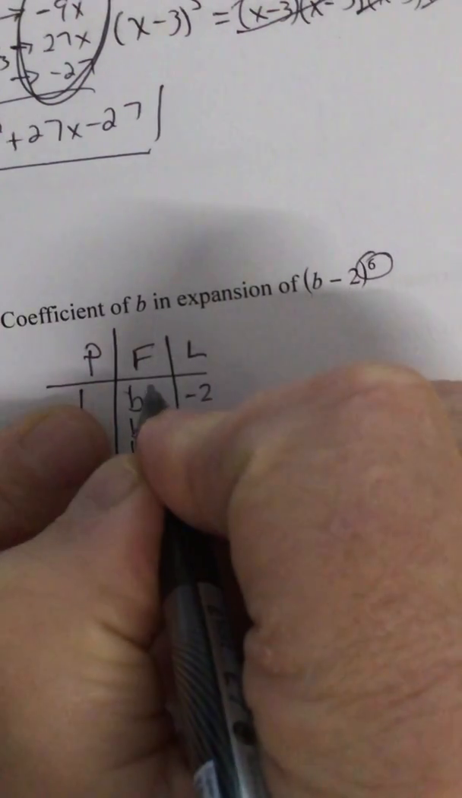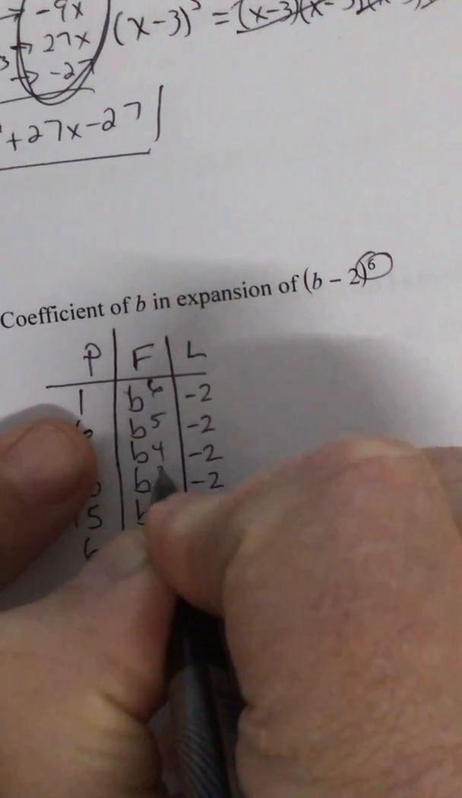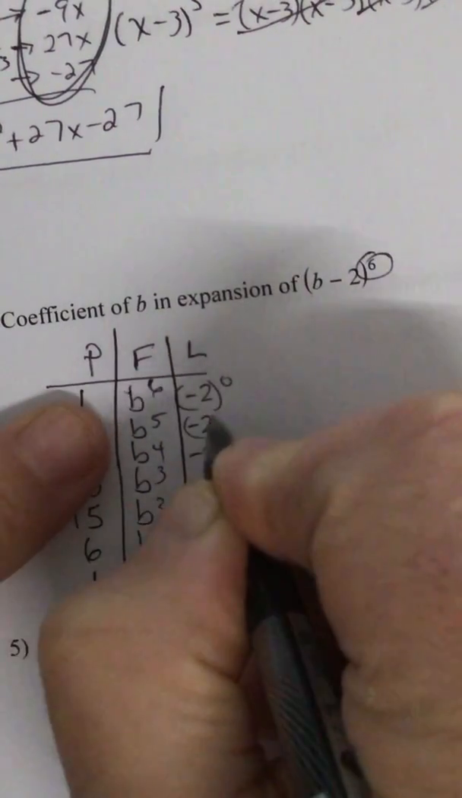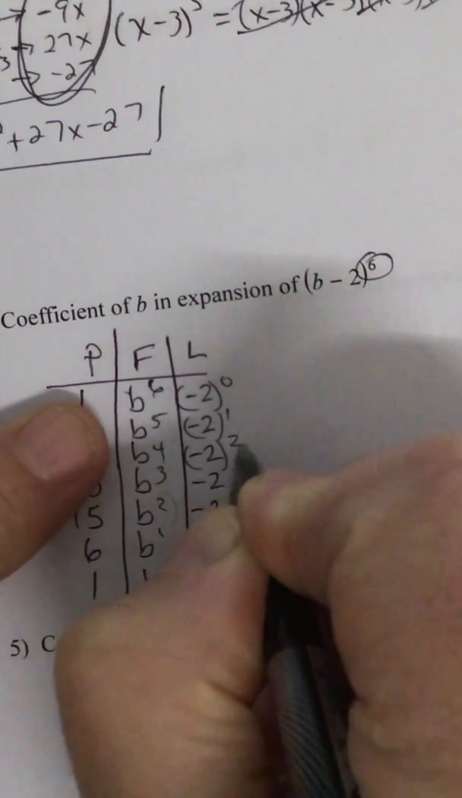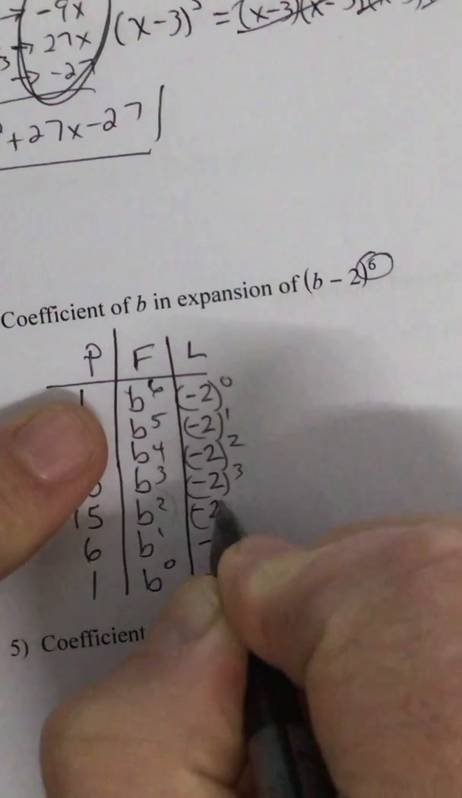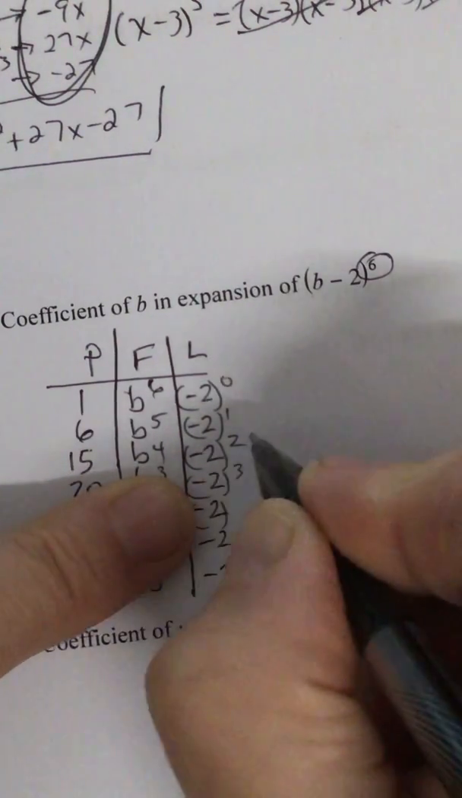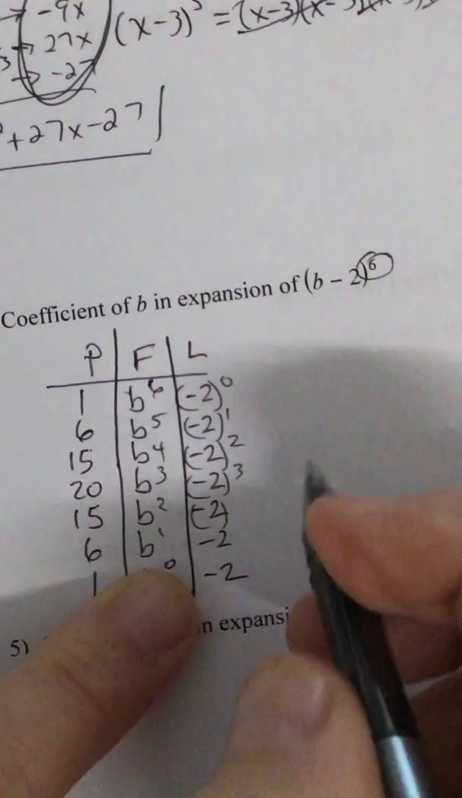Okay, so this starts at highest power, 6, 5, 4, 3, 2, 1, 0. And then this is 0, 1. Capture the negative because that's going to matter. So see that even ones will be positive because negative 2 squared is positive 4, but the odd ones will be negative.